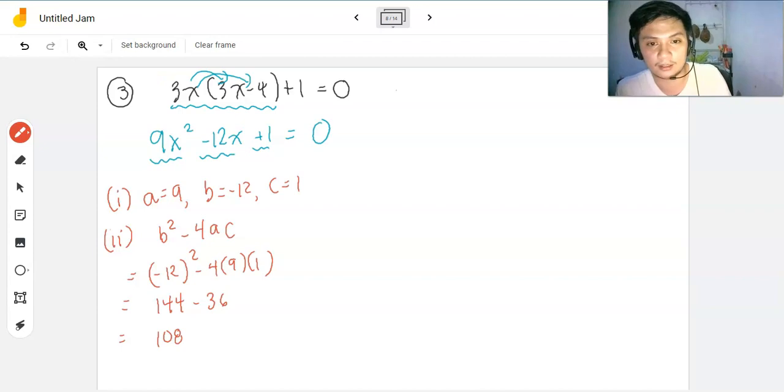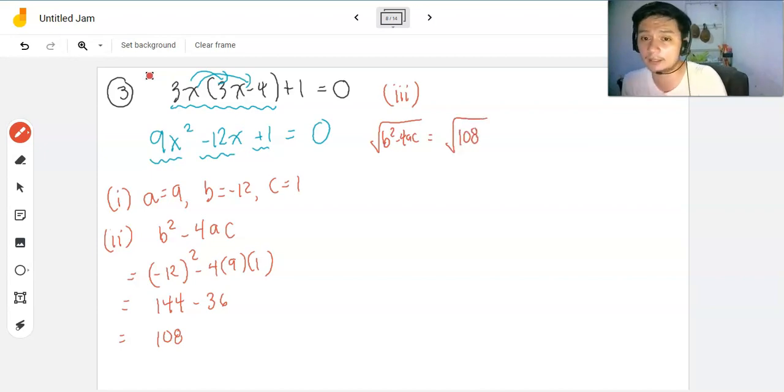Ibig sabihin, we're going to expect na yung sa step 3, yung unang gagawin dyan, pagkuha ng square root ng discriminant, we will have to simplify a radical. So, what is the square root of 108? Yan, square root of 108. So, paano mag-simplify ng radical?